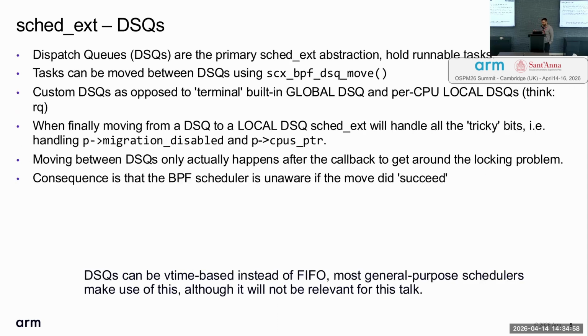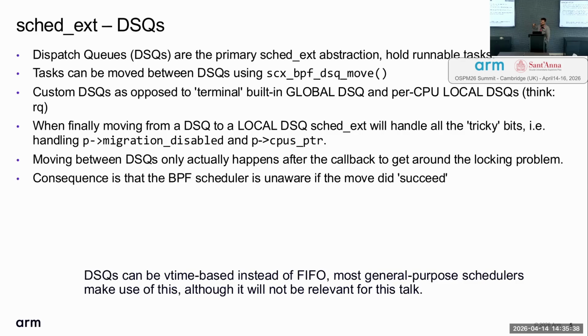So yeah, Andrea already mentioned the DSQ, so I'll be relatively quick. It's the primary abstraction, and it holds runnable SHEDX tasks. You can move tasks between those DSQs, and there's two kinds of special ones that Andrea has recently called terminal. I think it's quite a nice name because you're no longer in BPF scheduler control. That's the global DSQ and the per-CPU local DSQ. That is kind of your run queue.